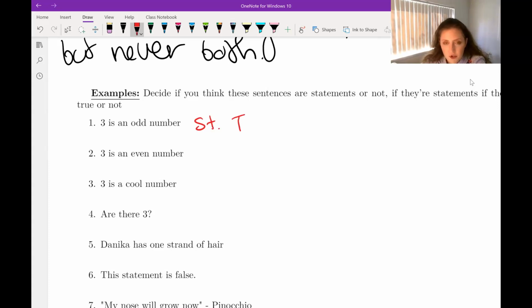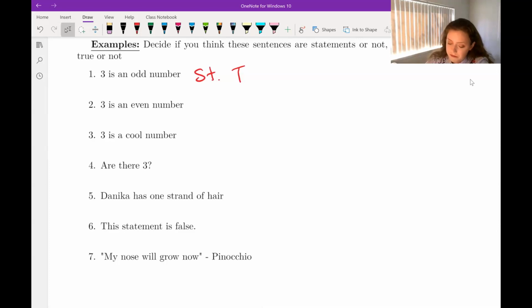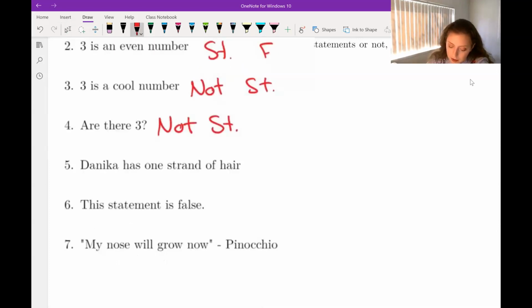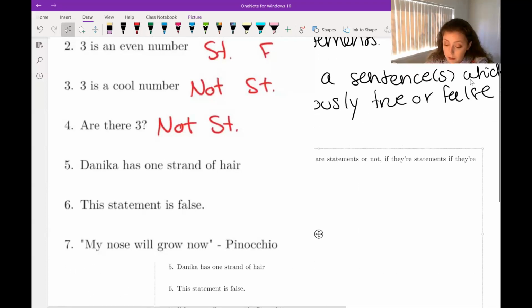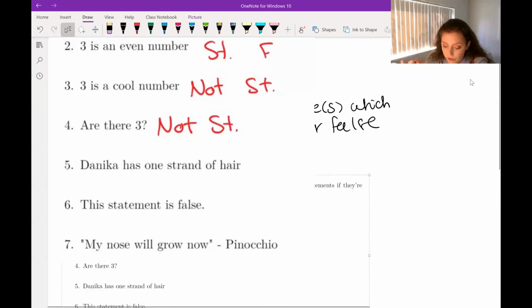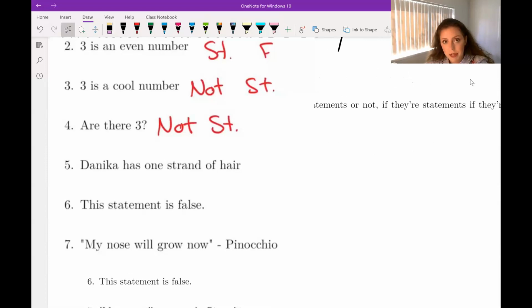I'm just going to shorten them. 3 is an even number. That is a statement, but it is false. 3 is a cool number. So let's go back to what our definition of a statement is. It needs to be unambiguously true or false. So there might be big fans of the number 3 or big haters of the number 3, but it is ambiguous. So it is not a statement. Okay? Are there 3?